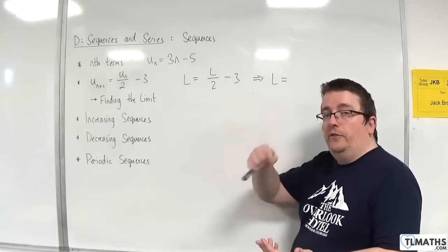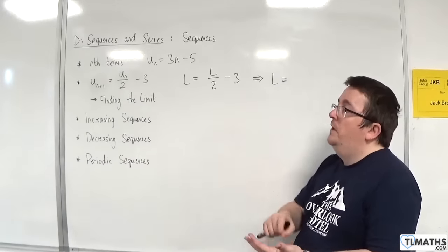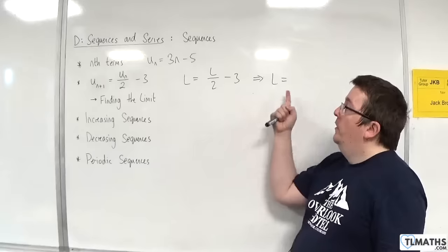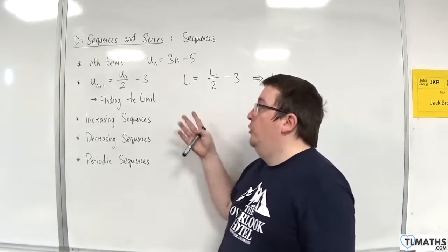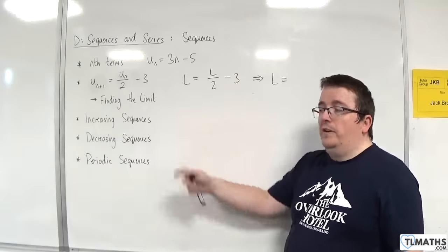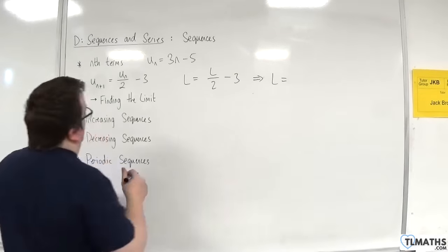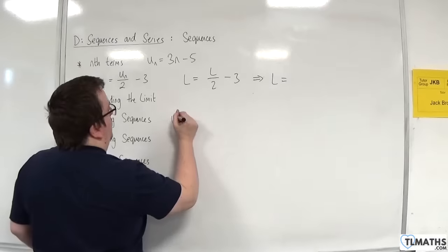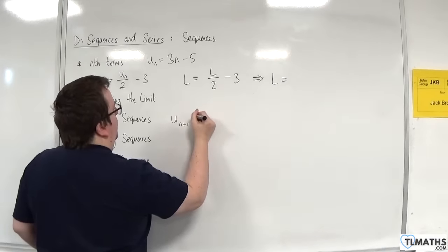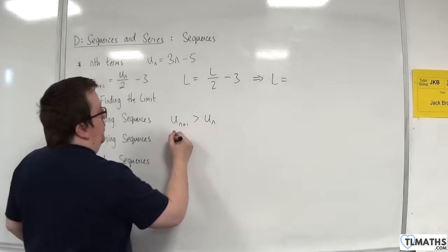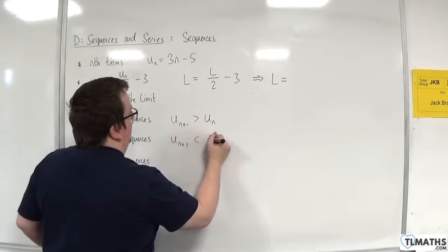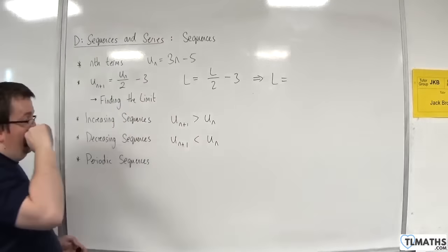So bring it in using the answer key on your calculator. Keep pressing equals and you should home in on the same limit that you get from solving that equation. You should also be aware of what we mean by an increasing and a decreasing sequence. An increasing sequence is one where the next term is always greater than the previous term, and a decreasing sequence is where the next term is always less than the previous term.